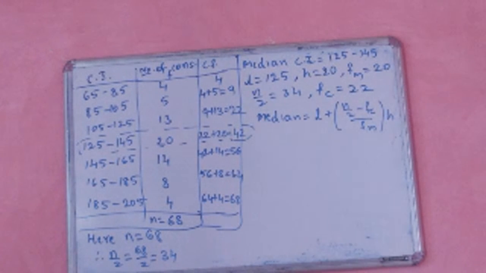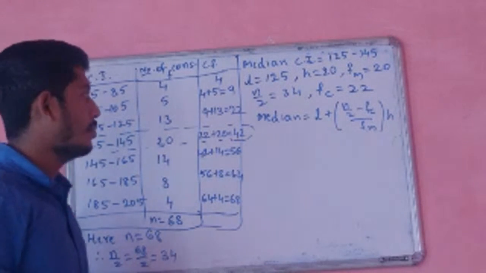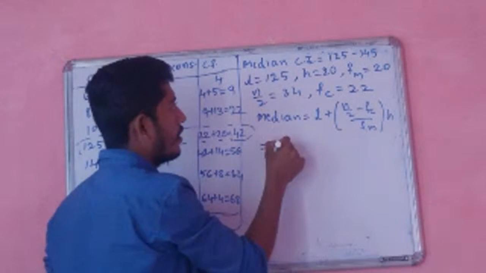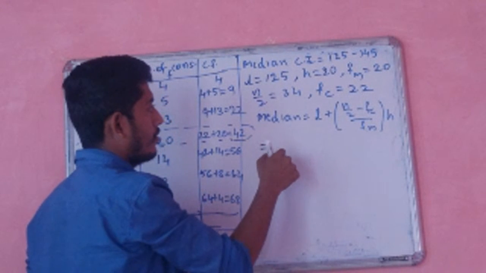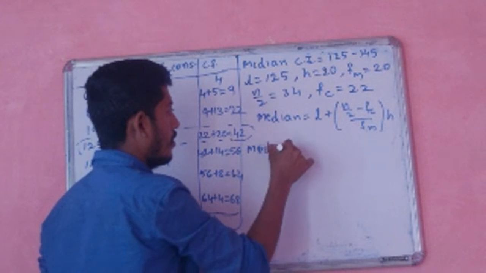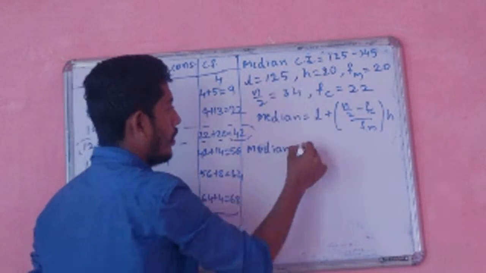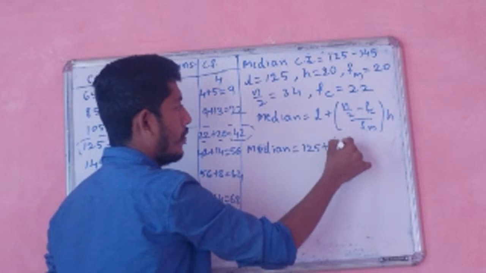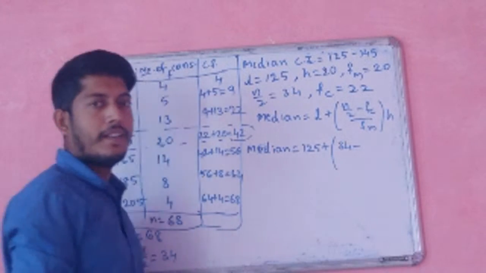Now we have all the values. So the only thing left is to substitute. The median equals L, whose value is 125, plus n by 2, whose value is 34, minus FC, whose value is 22, divided by FM, whose value is 20, into h, whose value is 20.